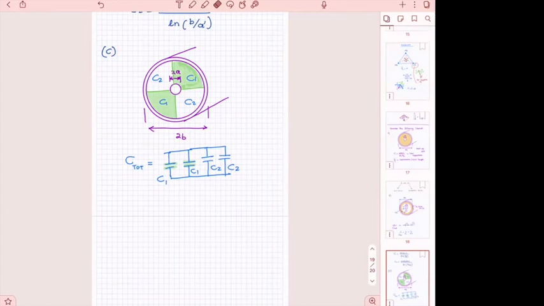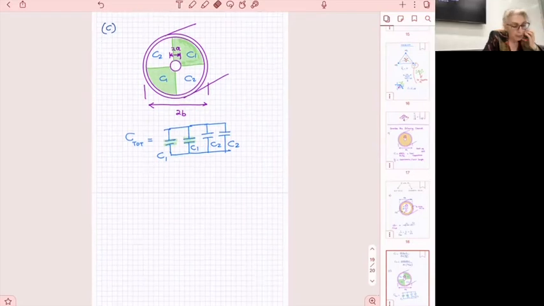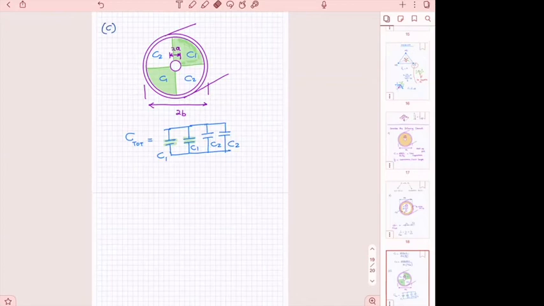So what makes them parallel instead of series for the coaxial? What makes them parallel is the fact that they share the same 2 conductors. Oh, okay. That makes sense. Yeah.